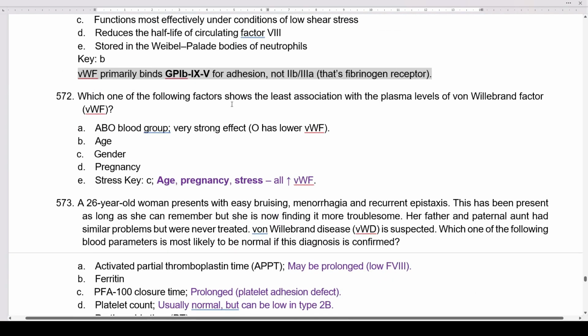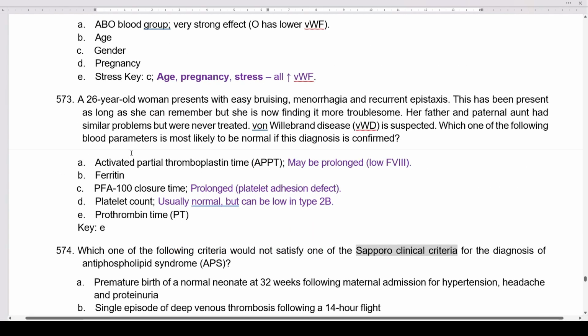Okay. Next is, which one of the following factors shows the least association with the plasma levels of von Willebrand factor? So yes, it is associated with ABO blood group. Okay, there is a very strong effect. People with blood group O have lower VWF. Then age, pregnancy, and stress, they all increase the von Willebrand factor. Okay, so gender is not associated with levels of von Willebrand factor. So C is correct here in this scenario.